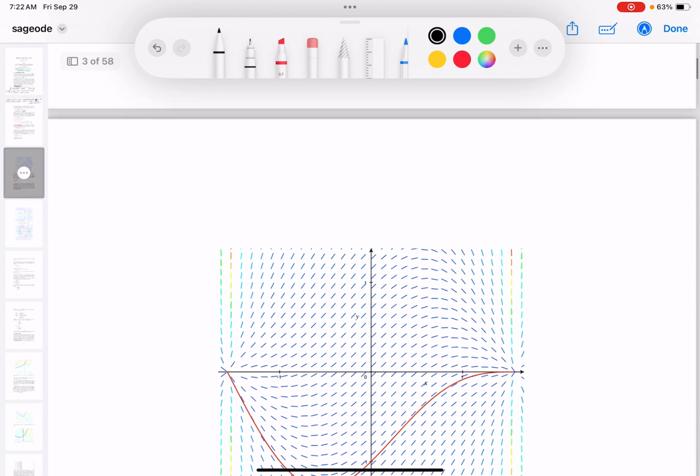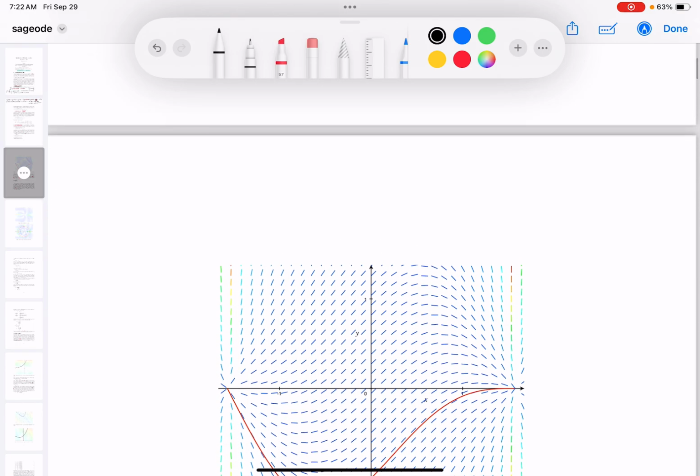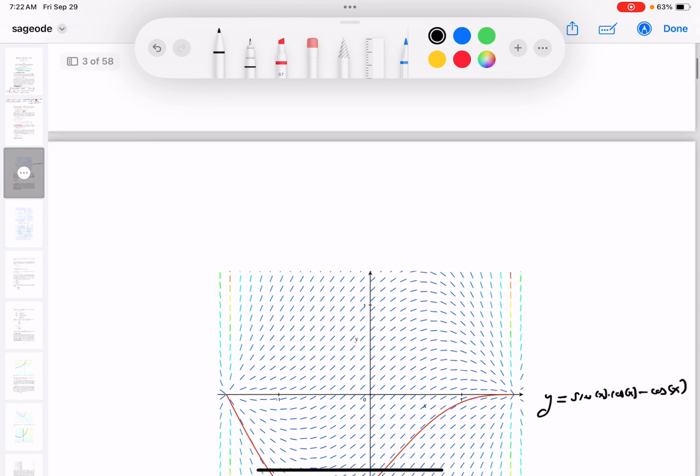So I'm going to say that red line, the red one, is y equals. This is the red one. What does it equal? It equals sine x times cosine x minus cosine x. I do see that graph, by the way. And then someone says, what else do you see?